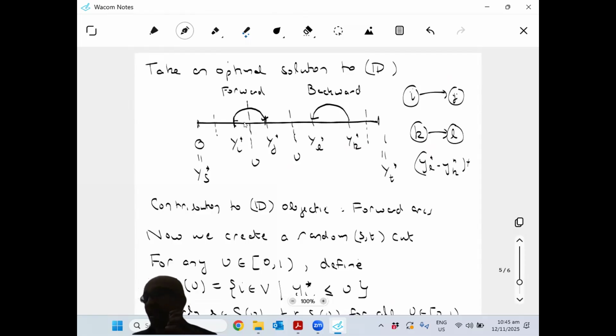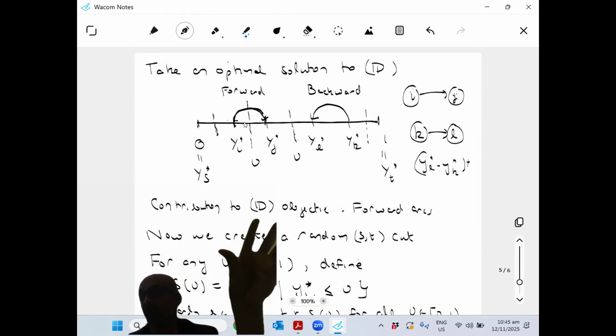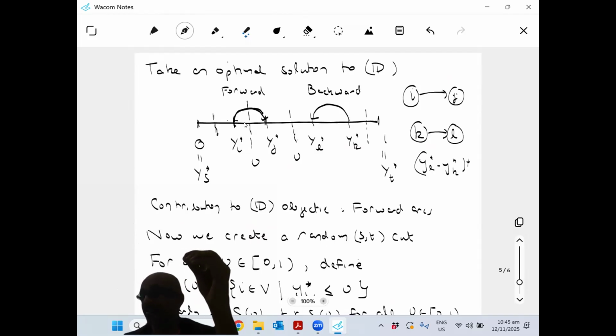what is the probability that this edge will be part of the random cut? If U was here, these nodes will be on one side of the cut. It cannot contribute to the cut capacity. If U was here, these two nodes will be in the S side of the cut. They will not contribute to cut capacity. They only contribute to the cut capacity when I is on one side and J is on the other side of the cut. When does that happen? When U lies in this interval. What is the probability that U will lie in this interval?